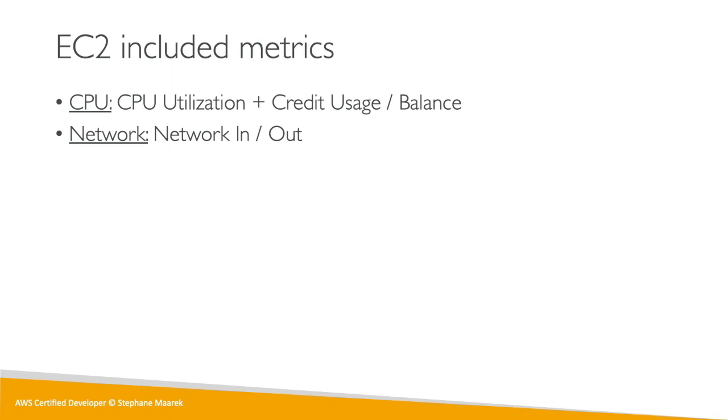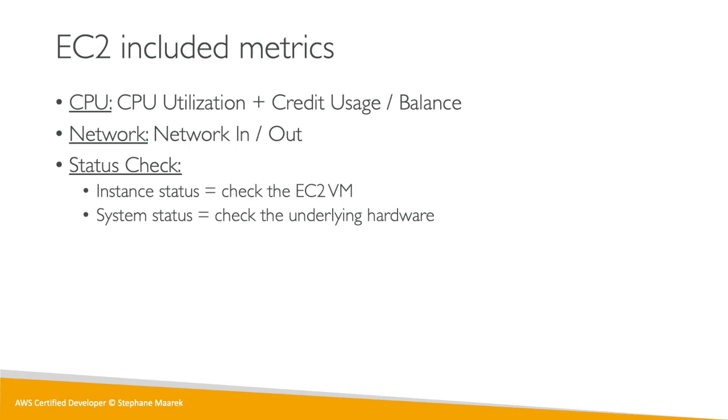For the network, we're able to figure out how much network is going in to our instance and out of our instance. The status check is basically checking whether or not our instance is healthy. We get an instance status, which is Amazon checking if the EC2 VM is working, or a system status, which is Amazon checking if the underlying hardware is working. These are very important ones. These are Amazon health checks, so you don't have any control over that, but it gives you an idea, and you need to be able to differentiate between your instance status and your system status.